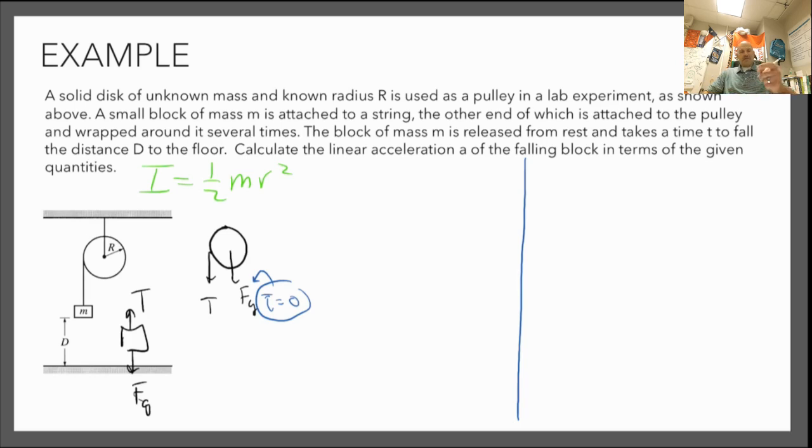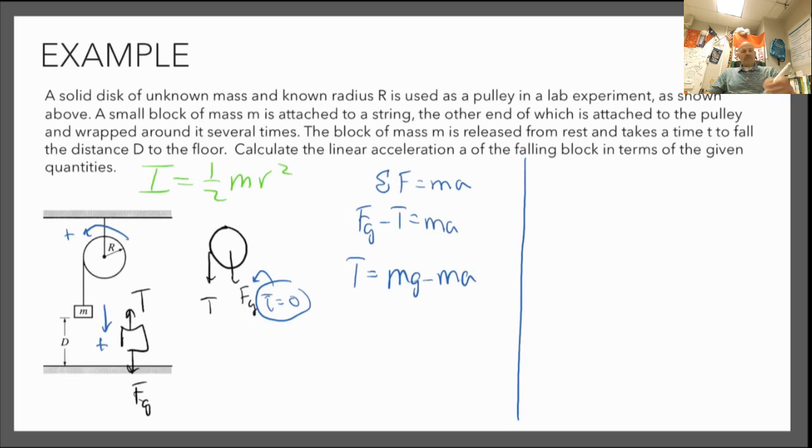So now let's sum the forces. So we know the sum of the forces is m times a, and we have two forces. We have Fg minus T equals ma. And remember, we always put our positive in the direction of the acceleration. So that block's going to go down. The pulley is going to rotate counterclockwise. And so we would just say T equals mg minus ma.